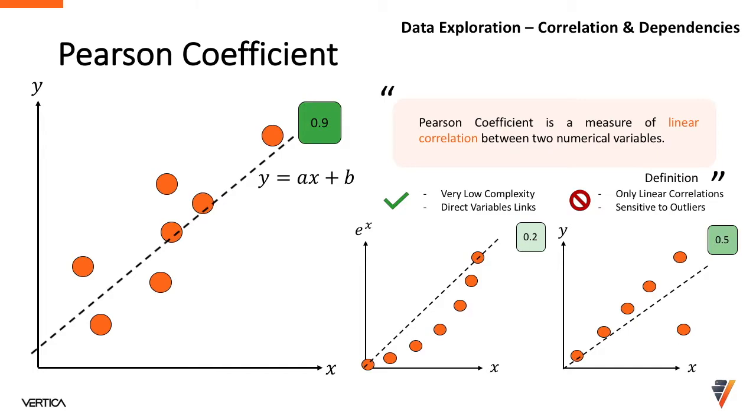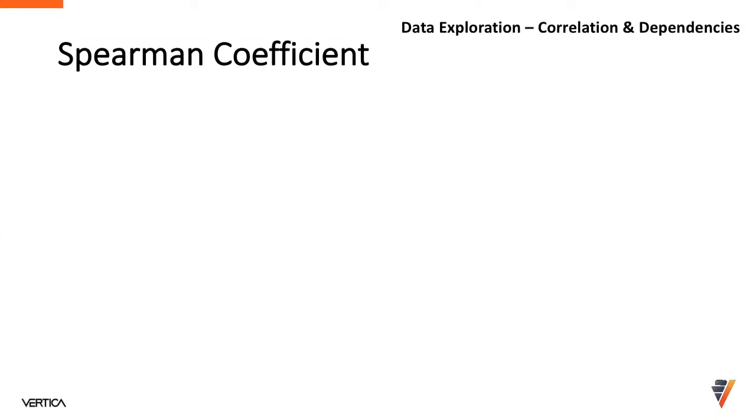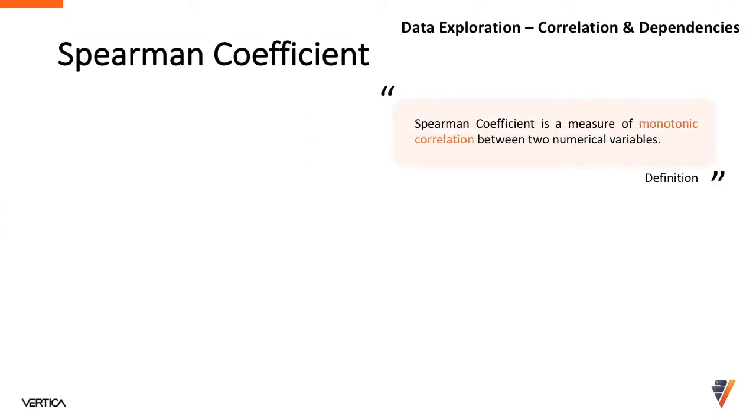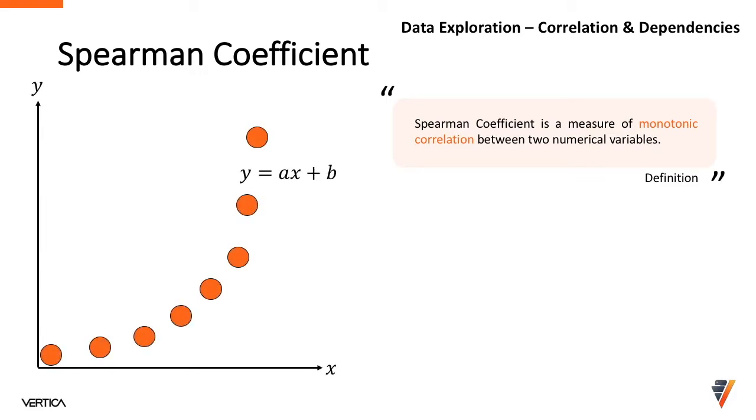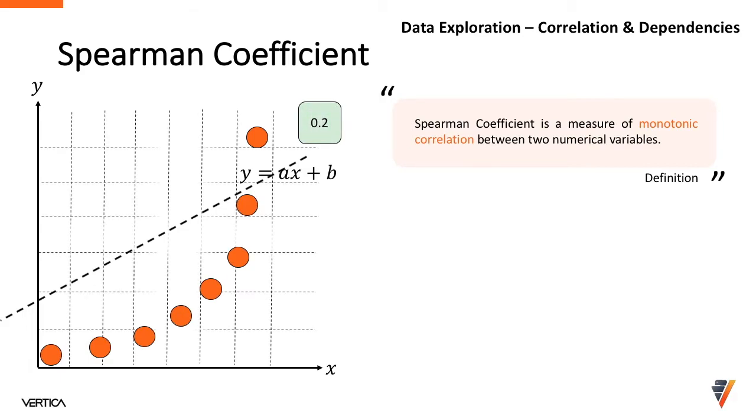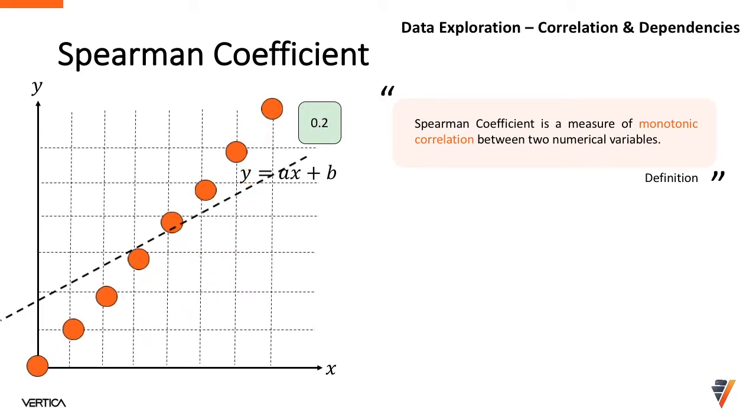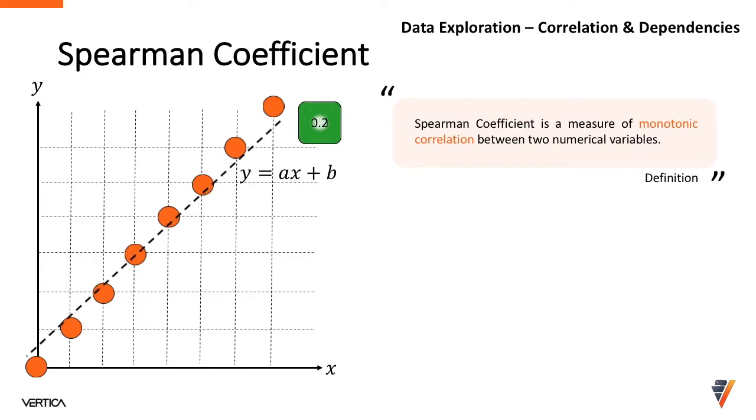That's why using the Spearman coefficient can sometimes be more judicious. The Spearman coefficient is a measure of the monotonic relationship between two numerical variables. For example, let's take the following curve. There is no linear link and the Pearson coefficient will not work. But if we consider the linear correlation of the ranks, we place all the data points according to their ranks, and the relationship then becomes linear.